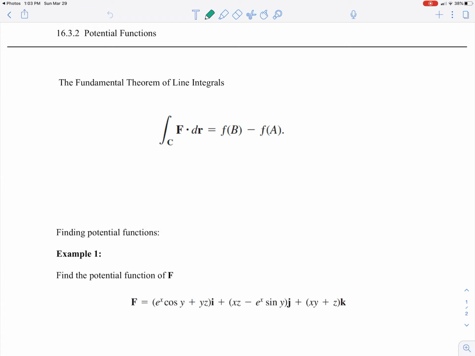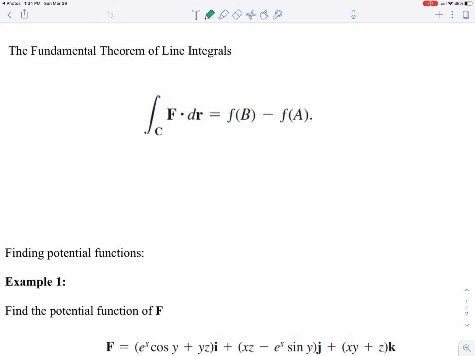This is the second part to chapter 16.3. I'm doing it as its own video just because it's kind of its own topic and process all in one. But that is the process for finding that potential function we talked about when we want to evaluate maybe the fundamental theorem of line integrals, right?